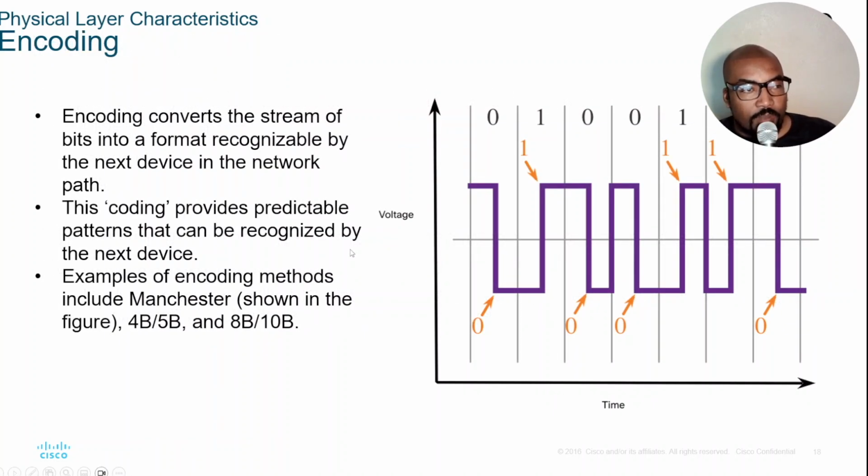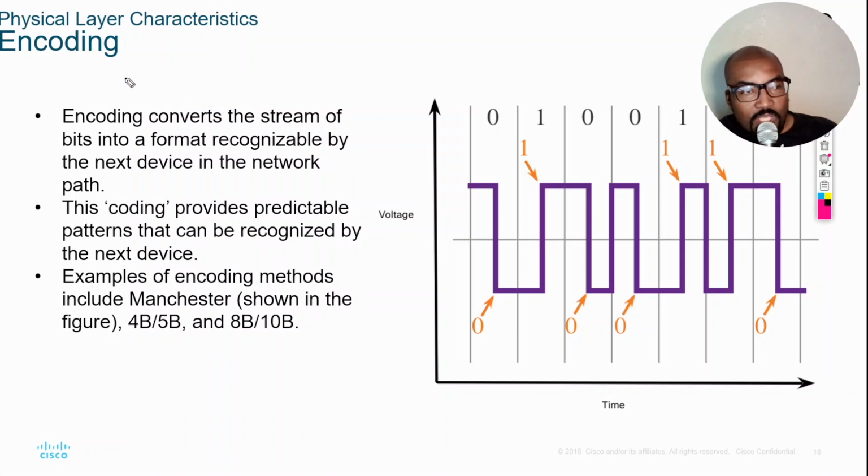Here's a good graphic when we talk about encoding. Encoding converts the stream of bits into a format recognizable by the next device in the network path. So that's very similar to, let me pull the pen out here, converting the stream into bits recognizable by the next device.